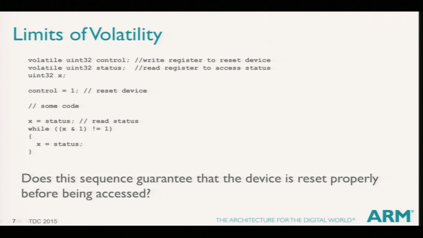Now, does declaring those items as volatile guarantee that the peripheral out in the memory system sees the write to the control register before the read from the status register? Okay, you should be ready for the answer to that by now, and the answer is no. And there are at least two reasons for that.